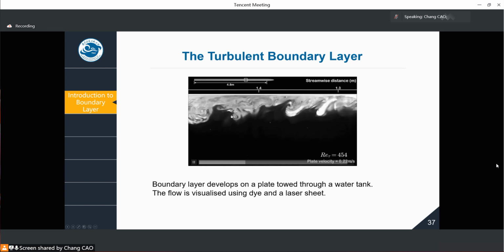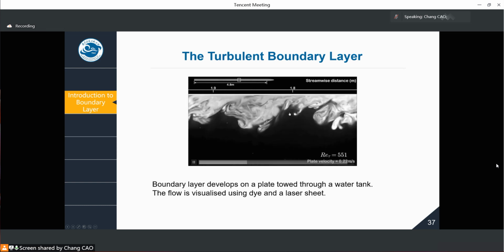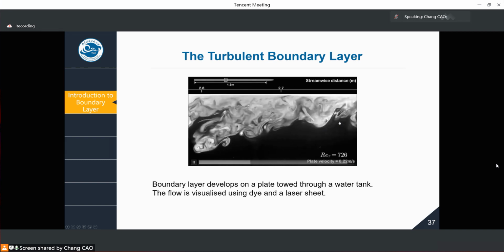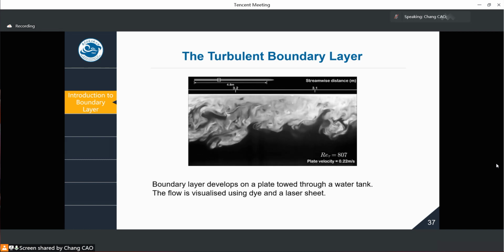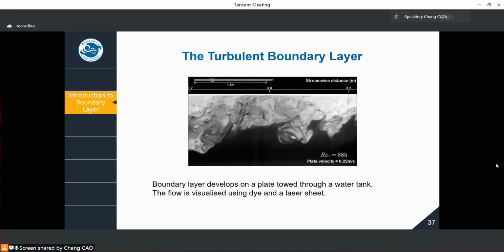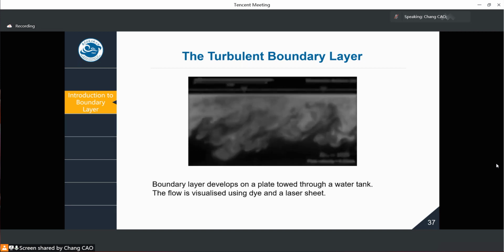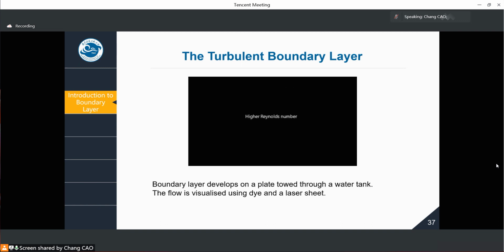Okay, so please look carefully at this. This is just a representation of the turbulence. And if you can recall what you have just seen in laminar flow, you will find that these two kinds of flow are very different.